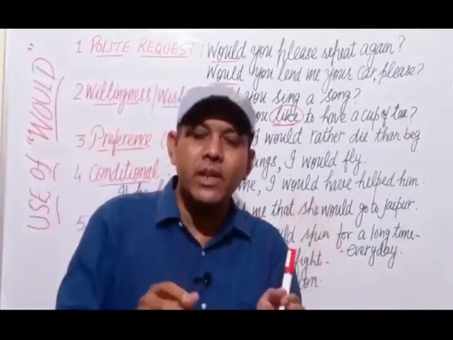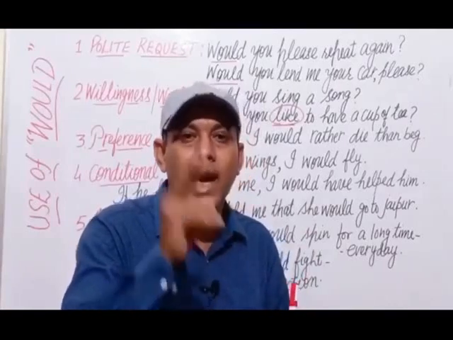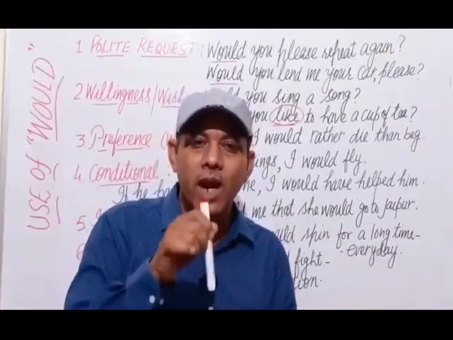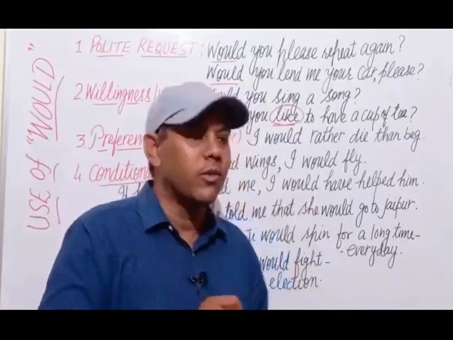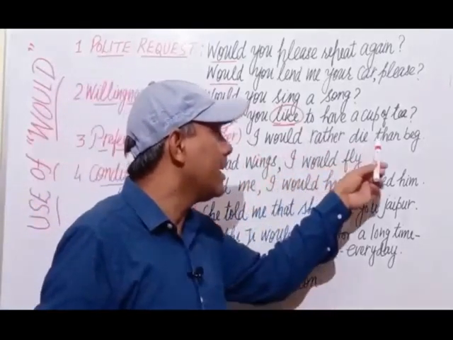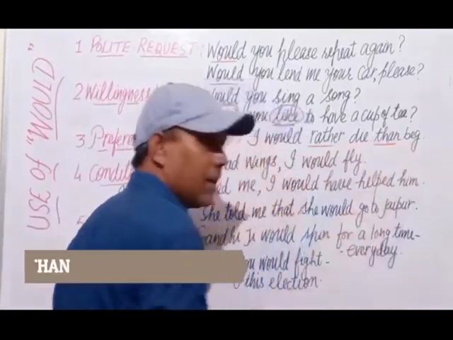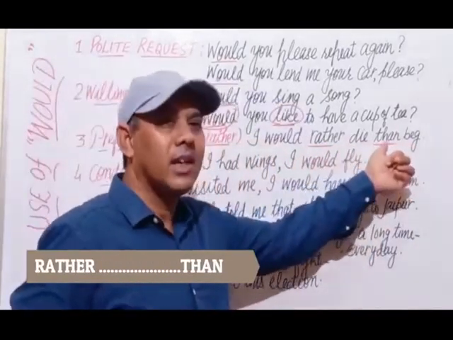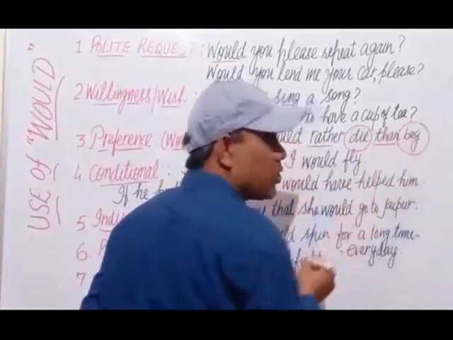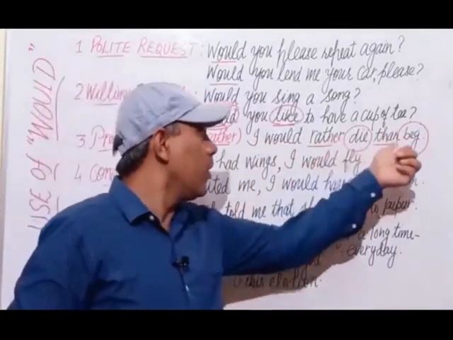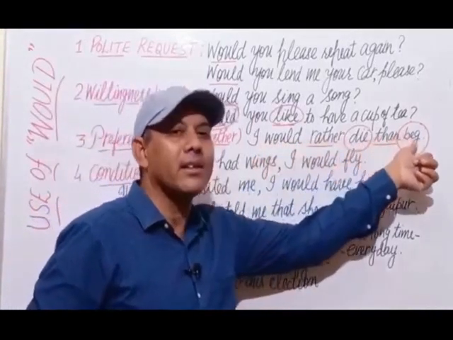If I want to prefer one thing to another, in case of preference, there are two actions, two activities. If I want to prefer one activity to the other activity, then I shall use would. For example, I would rather die than beg. Always keep in mind the use of rather than. There are two actions: one action is to die and the other action is to beg. Which action would I prefer? I would rather die than beg.